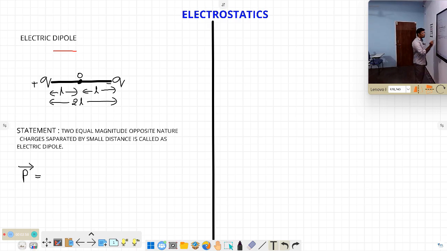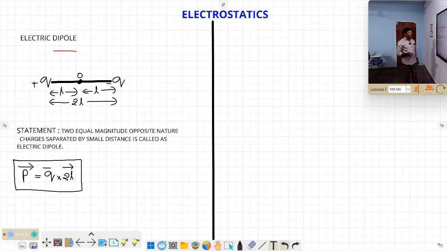So mathematically we can write the electric dipole P in terms of charge into length, it is the product of charge into the length of that dipole. In this case, the electric dipole is a vector quantity, charge is a scalar quantity, but length is a vector quantity because we are measuring the dipole length in a particular direction. The electric dipole is a product of charge into the length of that dipole, and it is a vector quantity.